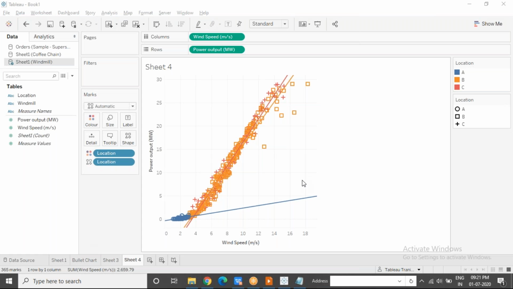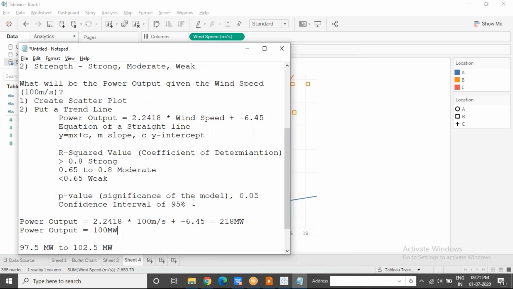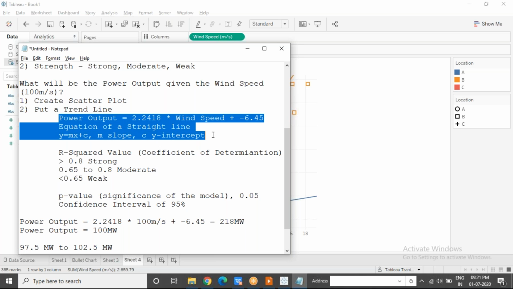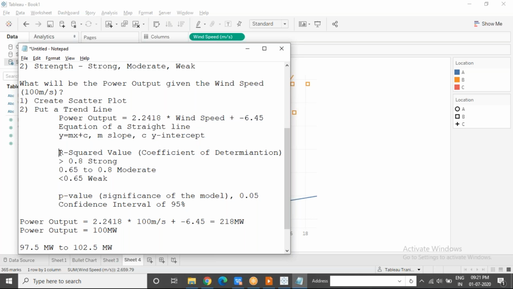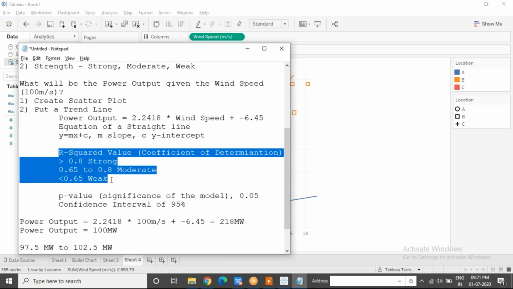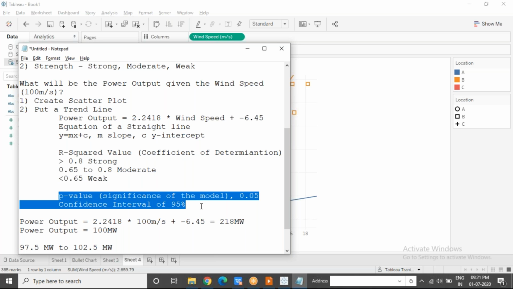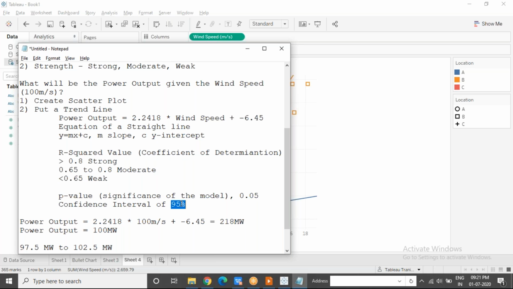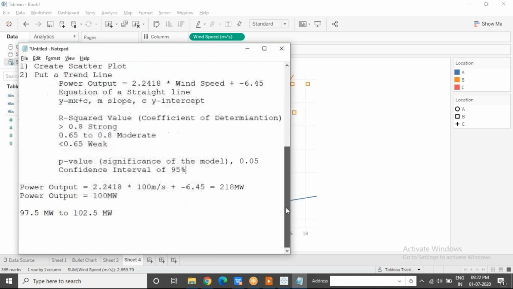We are discussing what a scatter plot is and when to create it. Now we're looking at how to create it and what we gain by creating a scatter plot. We get the equation of the trend line, the strength of the relationship, and the significance of the model, which in Tableau is predetermined or fixed at 95%. It cannot be modified to anything else. That is how Tableau works.